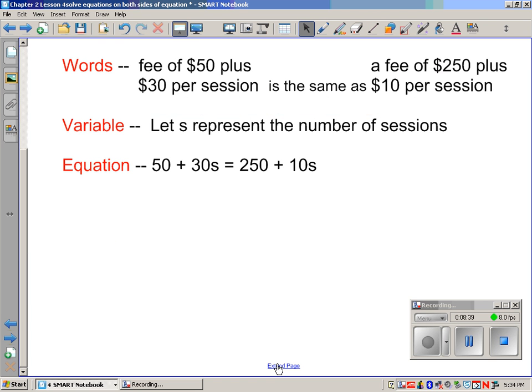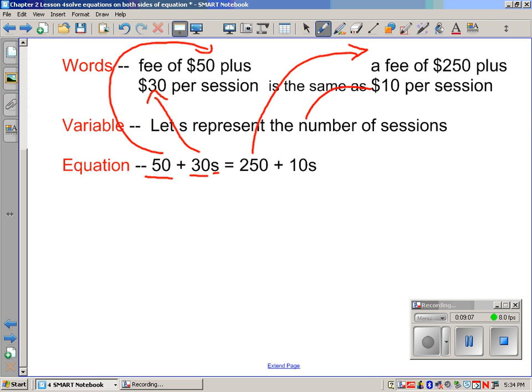Okay, let's take a look at how we got that equation first before we move on. We have $50. That is the fee for Green's Gym, plus 30. 30 is the per session price we charge, so there's our variable S. And our 250 on the other side, 250 is the initiation fee for the new fitness center. The new fitness center charges $10 per session, which S is again our variable we're trying to find out. So let's find out how many sessions it equals out price-wise for both fitness centers.